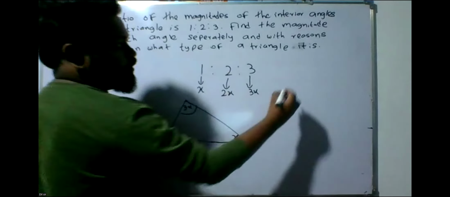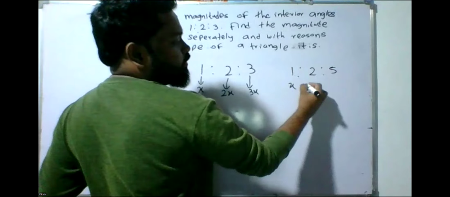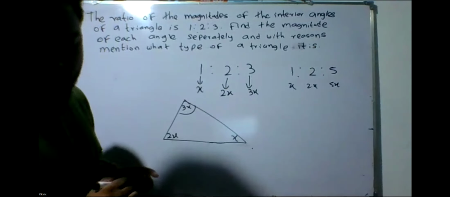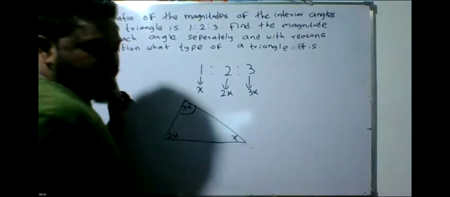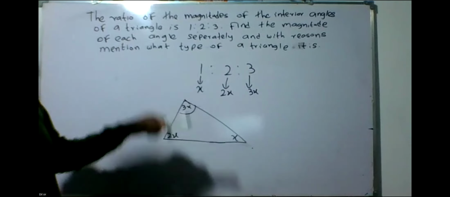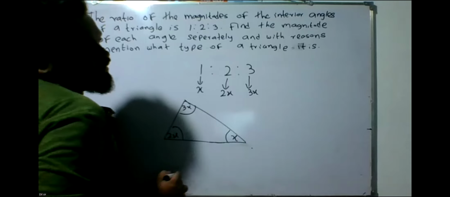But for 1 to 2 to 5, if this is x, this is 2x, and this is 5x. According to the given terms, you can change your values. Take the smallest, the angle represented by 1, as x. Now we have three unknown terms.